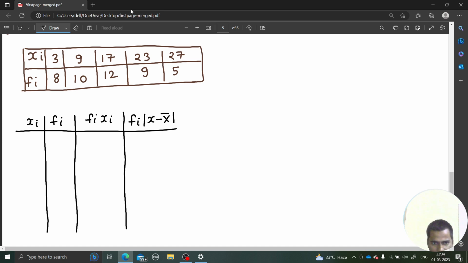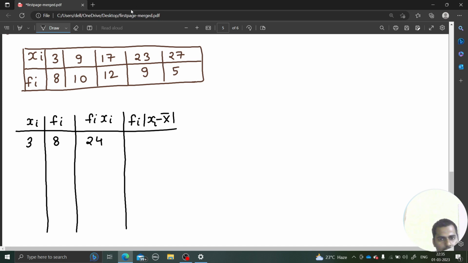subtracting every x value from its mean. Okay, so let's see this. So first one is 3, frequency is 8, so fi xi will be 24. Now fi, that means this value is repeated 8 times.